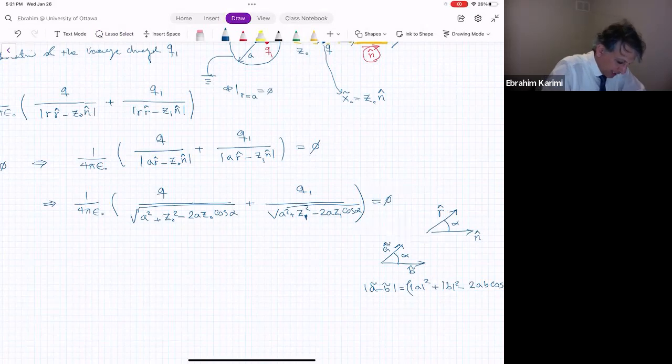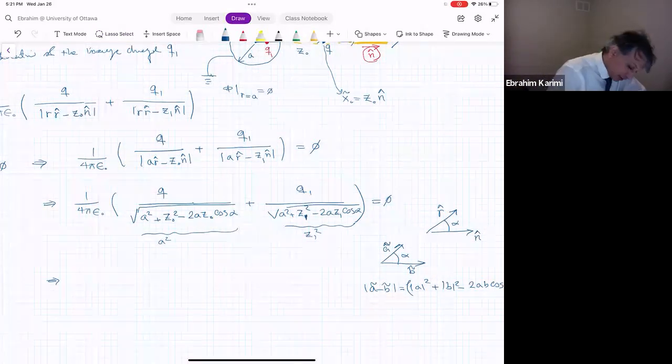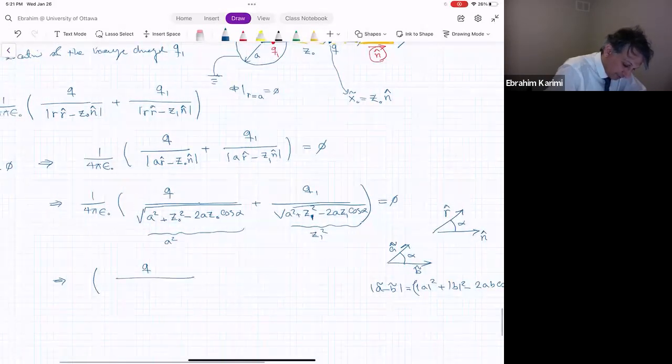So I will factor out A squared here. I will factor out Z1 squared here. Let's do that. I don't take care of 1 divided by 4 pi epsilon naught because the other side is 0. So that will be Q divided by A times the square root of 1 plus Z0 divided by A to the power of 2 minus 2Z0 divided by A cosine of alpha.